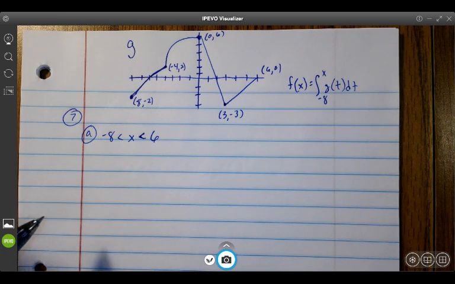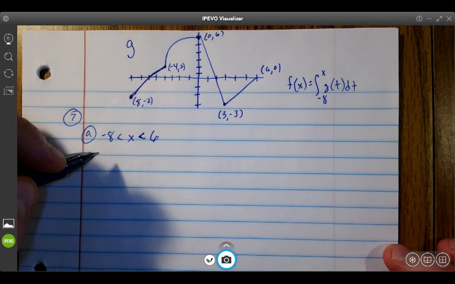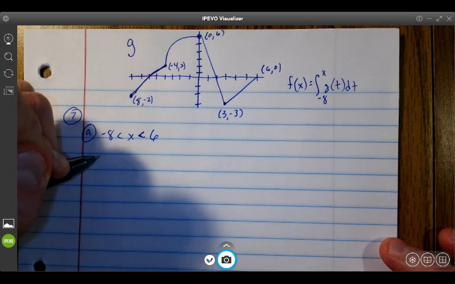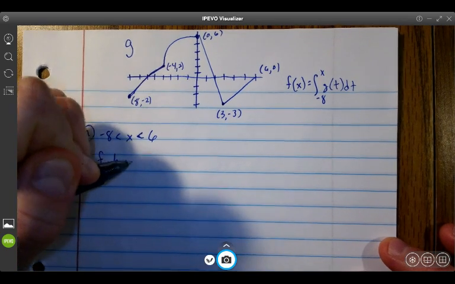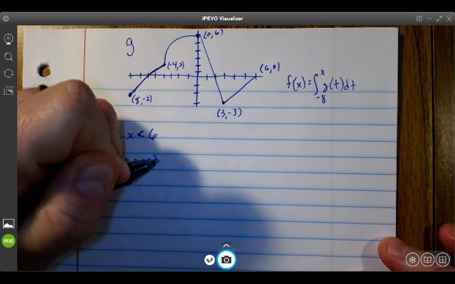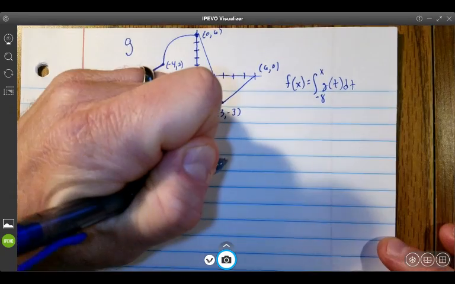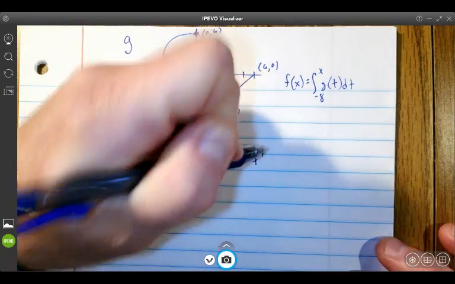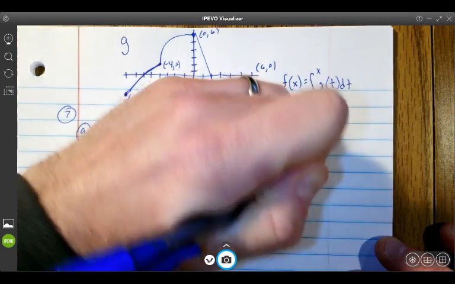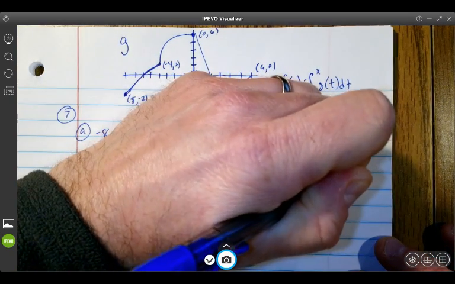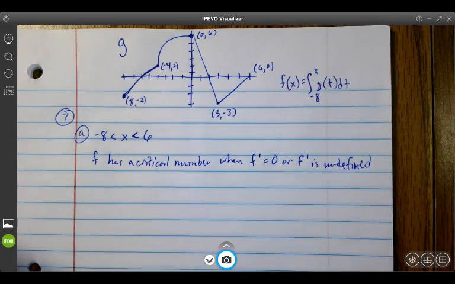Justify your answers. All right, so what we need to remember is we're trying to find the critical numbers of f. So when would f have a critical number? f has a critical number when f prime equals 0 or f prime is undefined. Well, what is f prime?